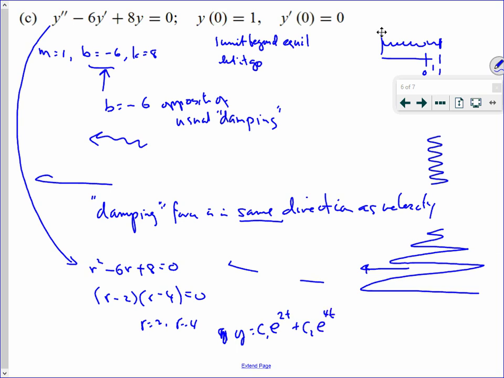Okay, we can figure out those constants from the initial values, but what do these guys look like? What is e to a positive power function, and e to a positive? Those guys both look like this. So this thing isn't going to oscillate at all. Okay.